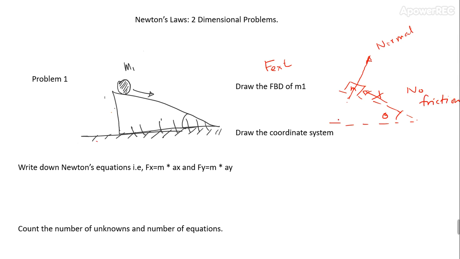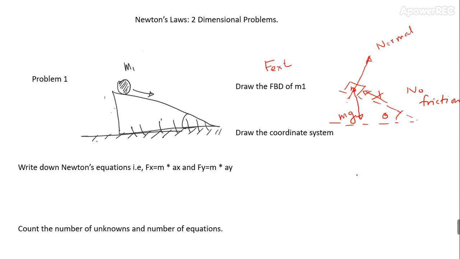Now this floor can only push, it cannot pull, and therefore we know the direction of the normal force, though we don't know the magnitude. Now there is only one other force on this object, which is the pull of the gravity of the earth, which is equal to mg. So that ends the free body diagram of this object.